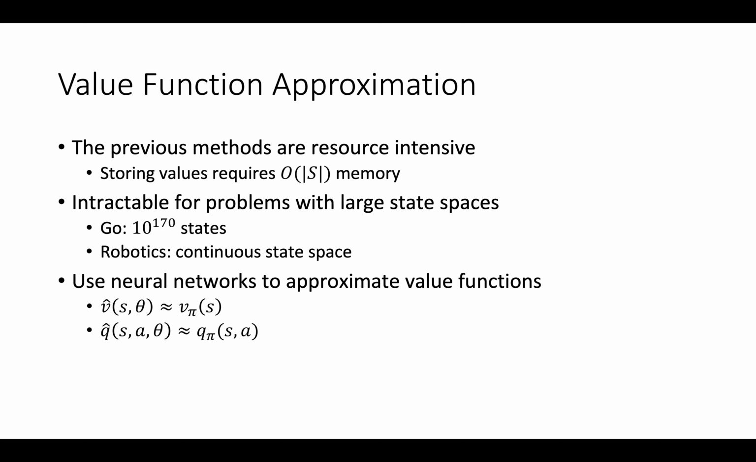So the previous methods are a good way to get the optimal value functions, but they're pretty resource intensive. You can just imagine just storing them would take O of S memory. So this would not be possible for problems with a large state space such as Go, the board game Go, which has 10 to the 170 states. And in some robotics applications, there's a continuous state space. So what we do is we're going to use neural networks to approximate the value functions. And theta, the parameters, are what we store instead of a lookup table that tells us the value at each state.